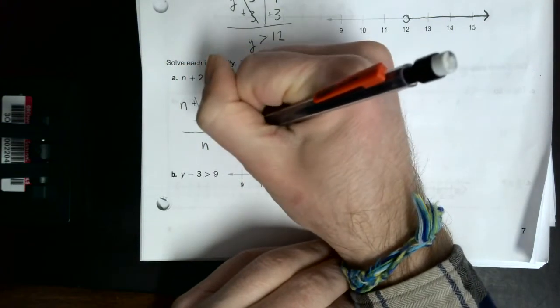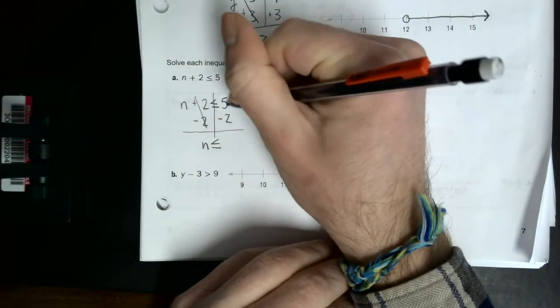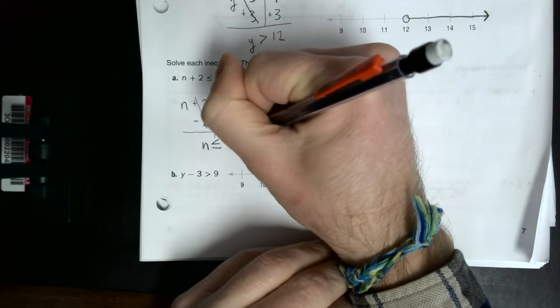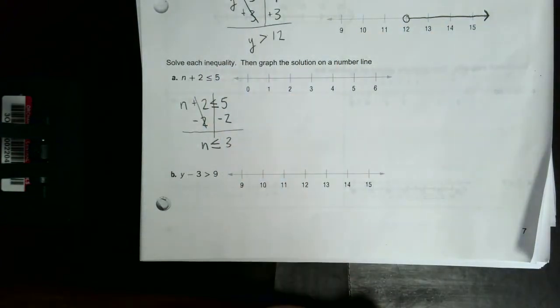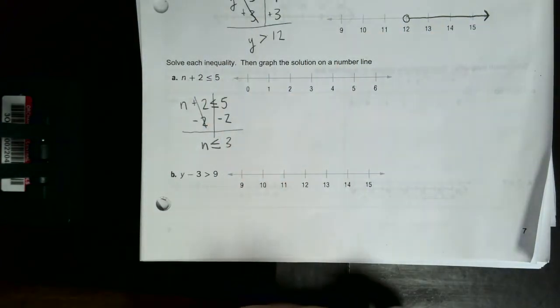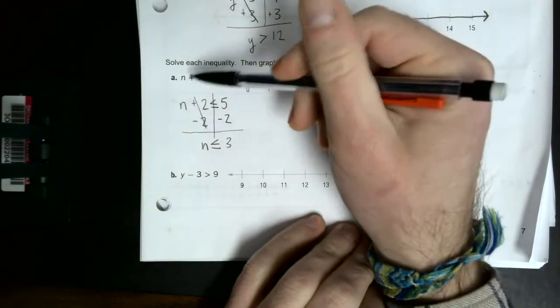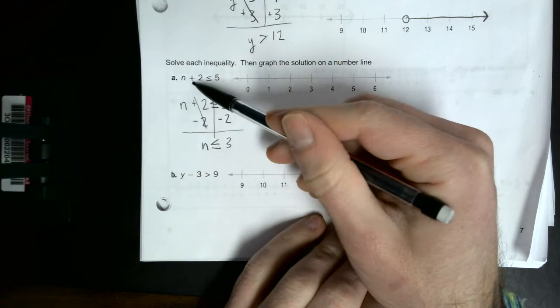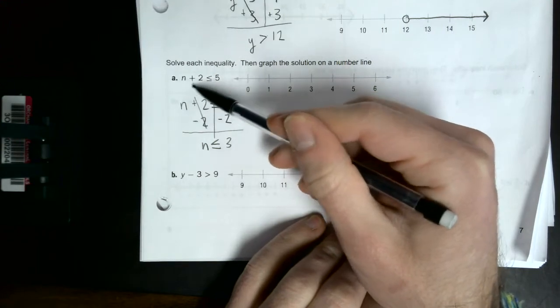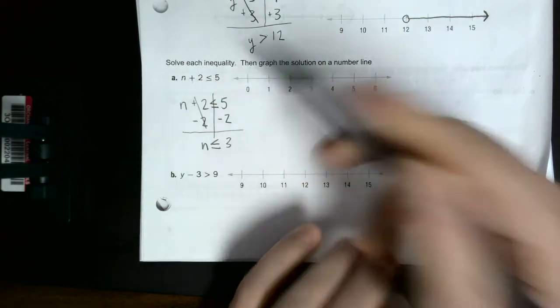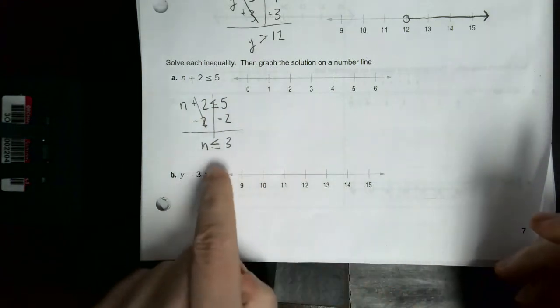That cancels out, and we're left with n has to be less than or equal to 5 minus 2, which is 3. Let's just check that real quick. What's a number less than or equal to 3? I don't know, 1. Let's try 1 again. 1 is less than or equal to 3. Let's see if 1 would work. 1 plus 2 is 3. 3 is less than or equal to 5. That checks out. Feeling good about that.